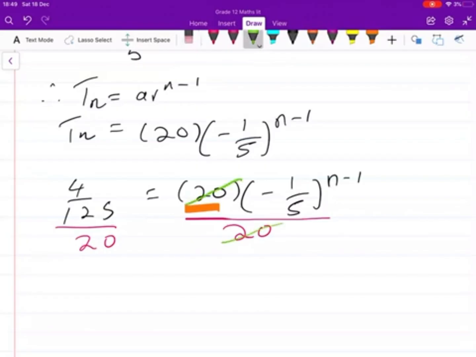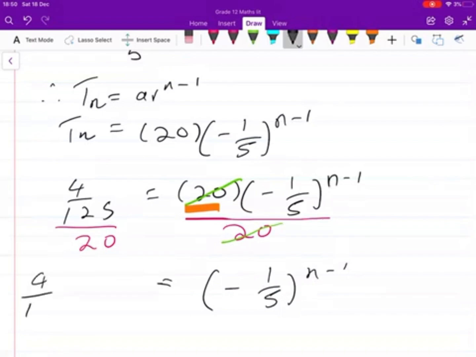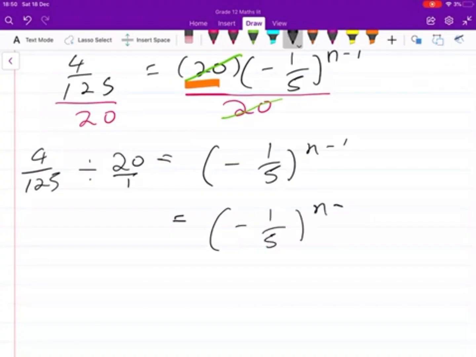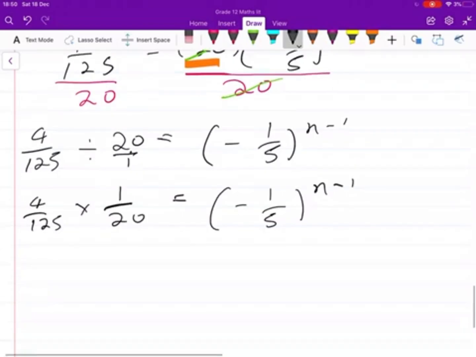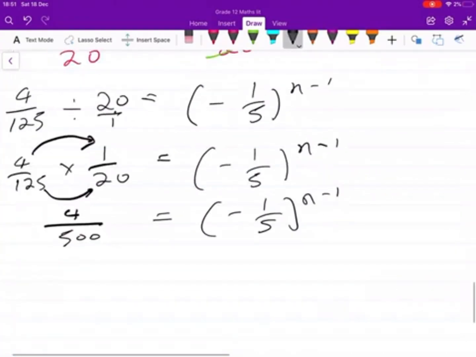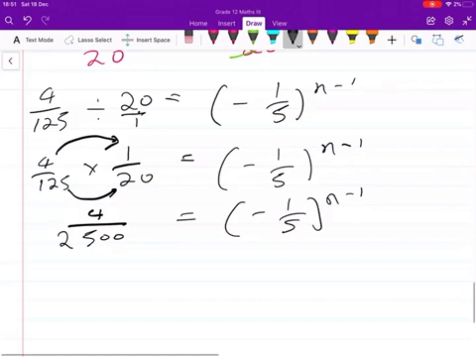The 20 and the 20 will give us 1, so that we are left with (minus 1 over 5) to the n minus 1. And this side we have 4 over 125 divided by 20. This is the same as over 1, so this is (minus 1 over 5) to the n minus 1 equals 4 over 125 times 1 over 20. So 4 times 1 is 4, and 20 times 125 is actually 2,500.